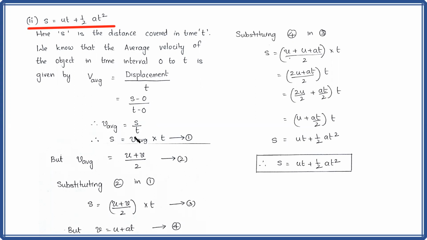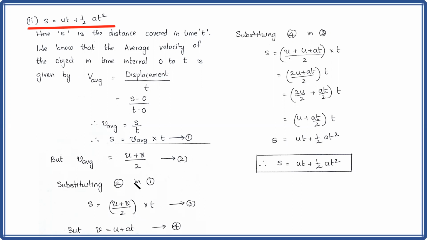Therefore, take the cross multiplication. S is equal to V average into t. Let it be equation number 1. Then we also know that average velocity is defined as initial velocity plus final velocity divided by 2. So V average is equal to U plus V divided by 2. Let it be equation number 2.